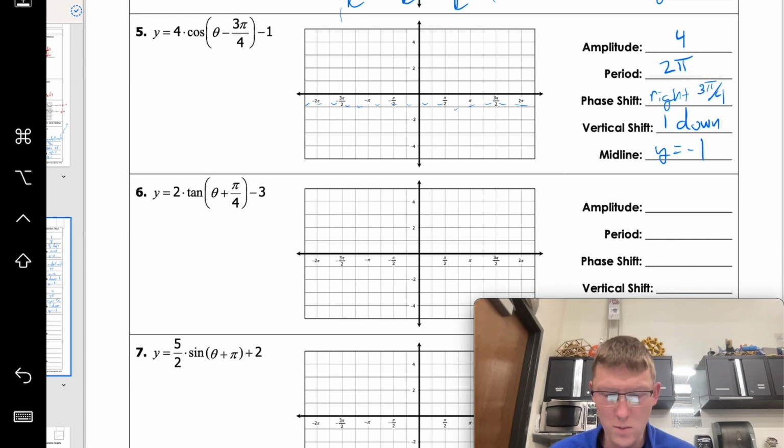But first, I want to know where my normal cosine is either 0 or 1. So cosine of 0 is normally 1. In this case, let's see here. We've got a phase shift to the right. So here's my normal. A phase shift to the right, 3 pi over 4. So that's 1, 2. That's 3 pi over 4. Our amplitude is 4. So that means from our midpoint, we're going to go up 4. 1, 2, 3, 4.